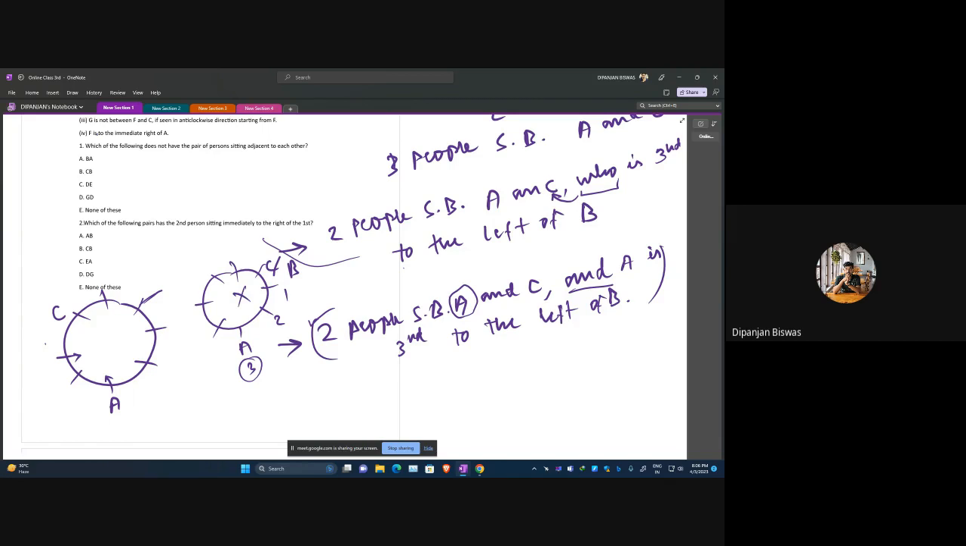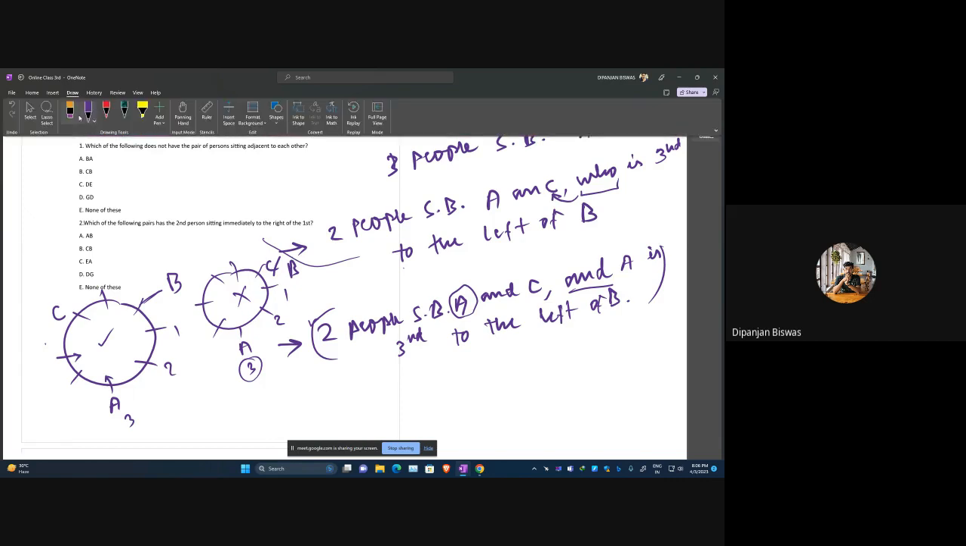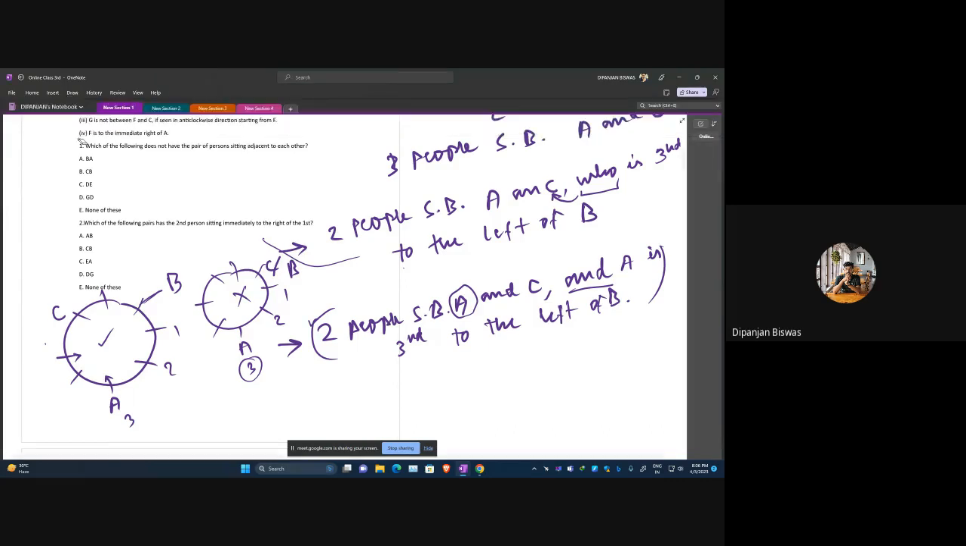And in the first possibility, we can write B in here. So you can see 1, 2, 3. So A is third to the left of B. Okay. So someone didn't understand the difference between who and and. So we are going to take another example.